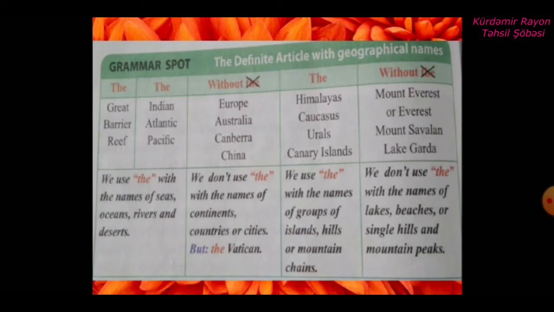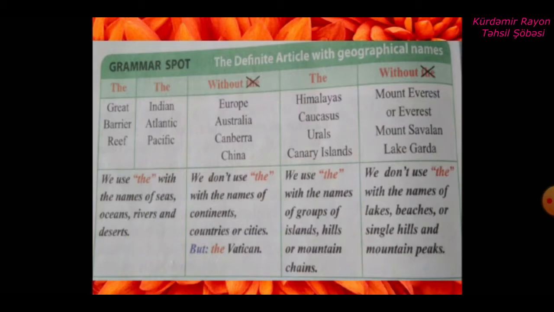But the Vatican is an exception, because we use the with Vatican, the Vatican. But we say Europe, we say Australia, China, Azerbaijan. But when we use the full name of the country, then we can use the definite article. For example, the Republic of Azerbaijan, the United States of America.